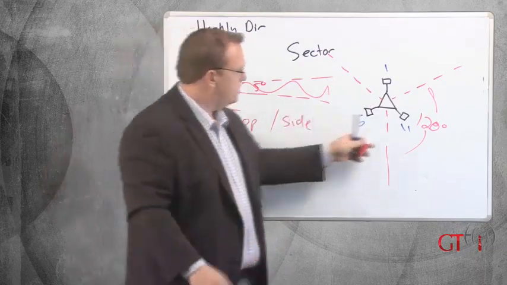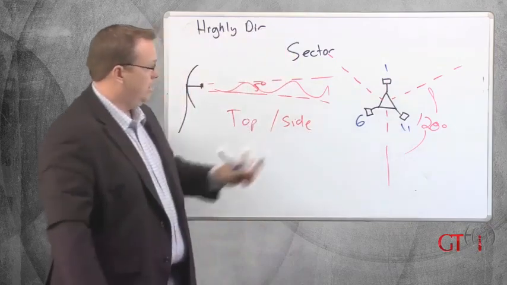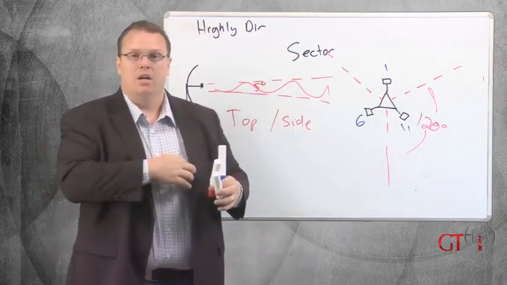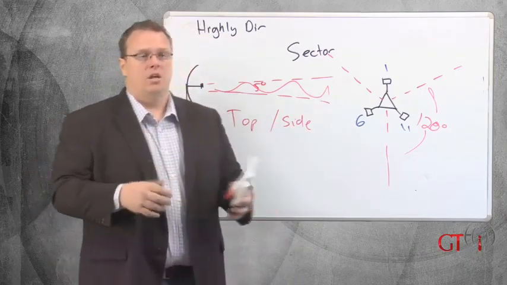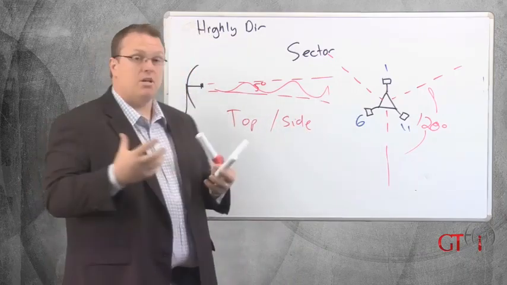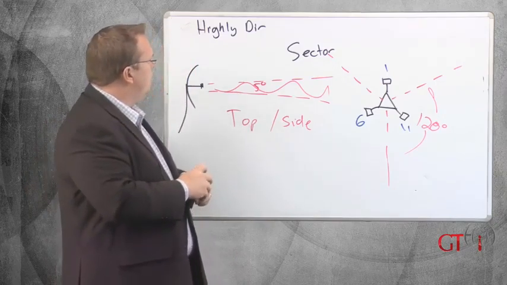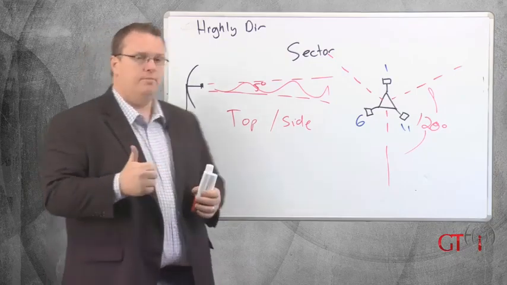But suffice it to say, that's the reason for a sector antenna. And these can get tighter. You could get 90s or 60s and then just start adding these up. The difference is cost, of course, versus how many users, how many devices, and how much gain you can get out of it. So that's a highly directional antenna.